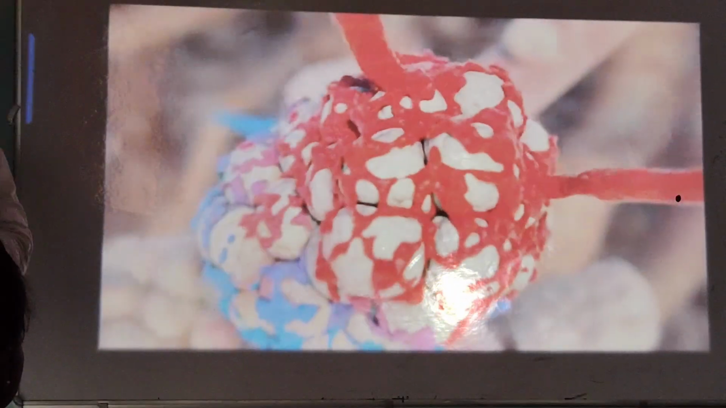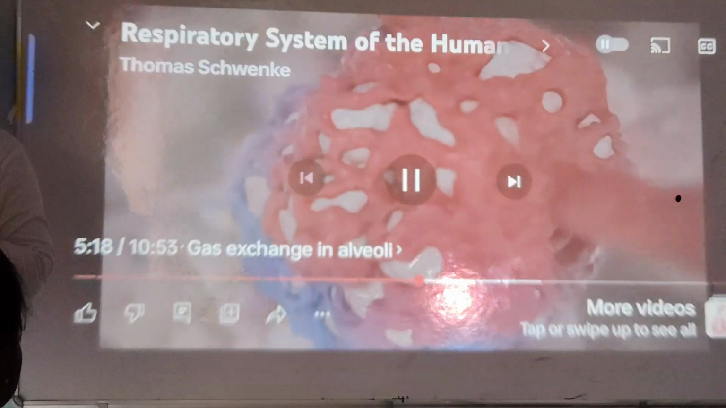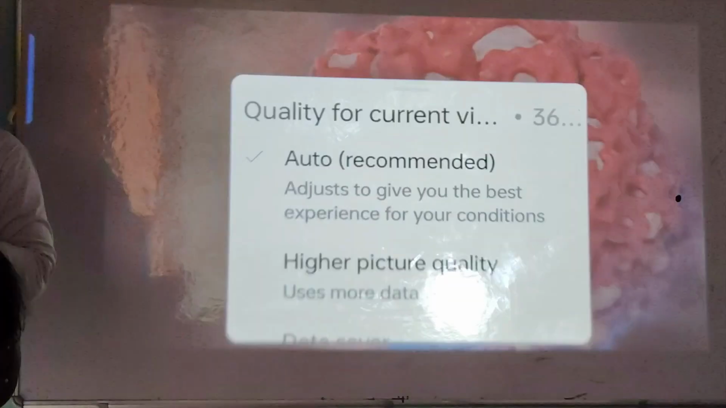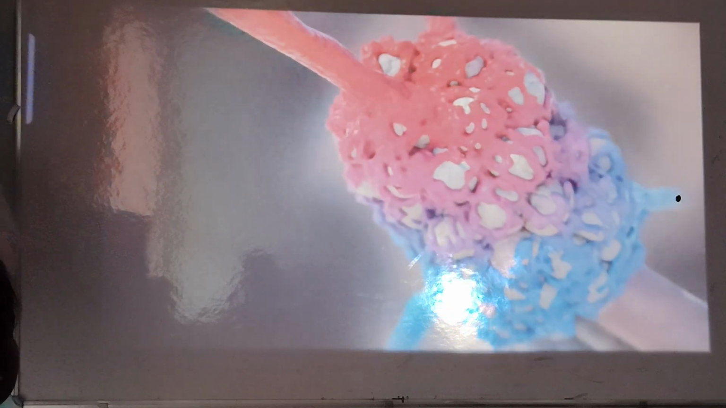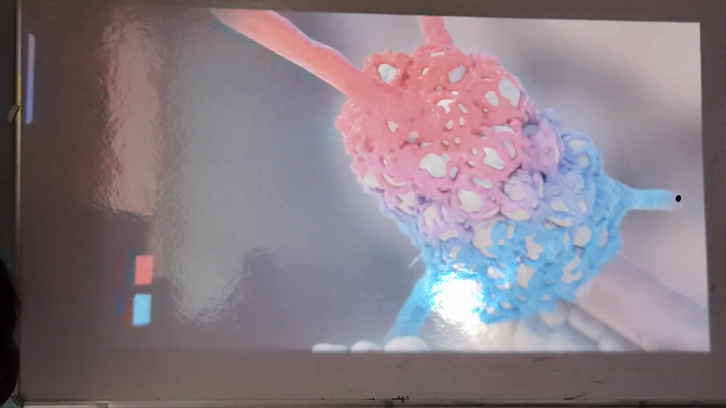All alveoli are covered with a network of thin blood vessels. Deoxygenated blood can thus be enriched with oxygen and at the same time release unneeded carbon dioxide into the alveoli. This is done with the help of red blood cells.